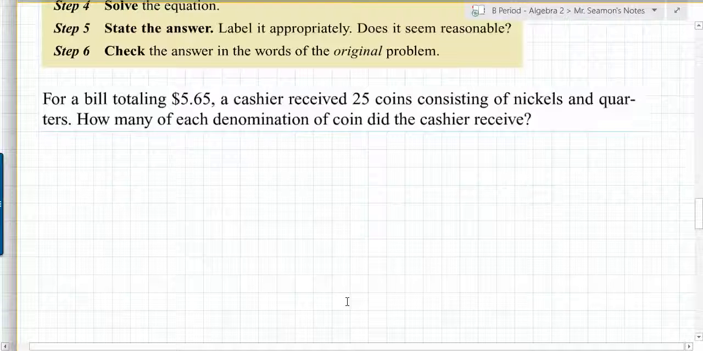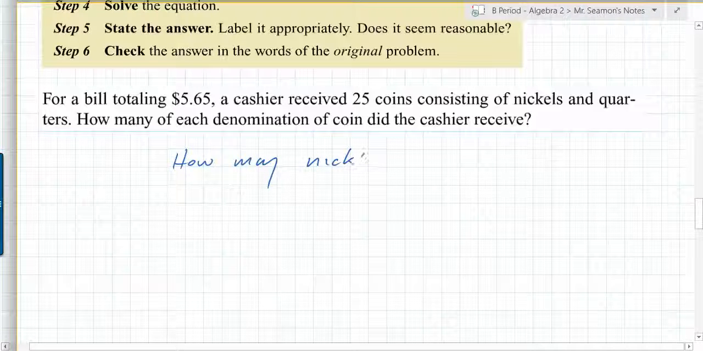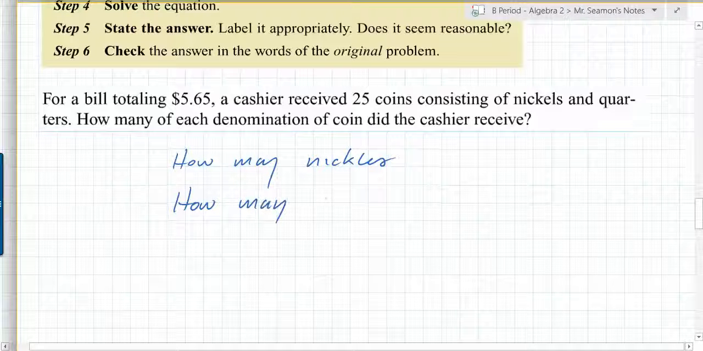So what's the first step? We read it. What are we trying to find to answer this question? How many nickels? And how many quarters? Literally, write this down. So how many variables do we have? What do we want the number of nickels to be? What letter? N. Use something logical. What about quarters? Q. What's the first equation we can write?